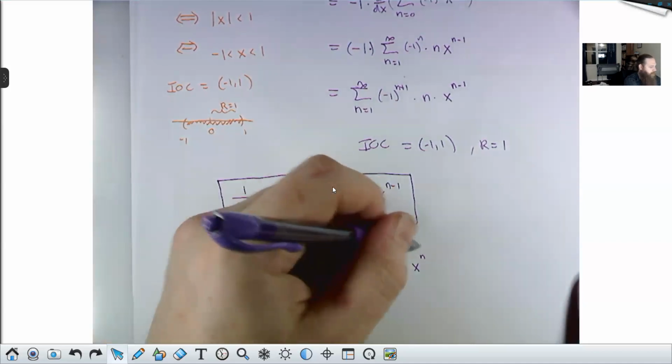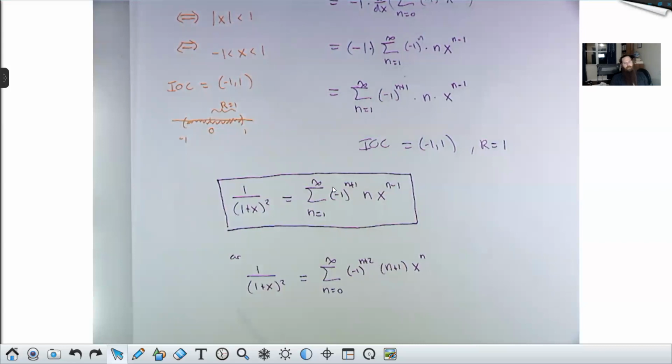Some people would consider this a prettier looking thing. Either one's fine with me. It happens to be the case that negative 1 to the n plus 2 is the same as negative 1 to the n. That can start getting a little bit confusing. I don't want to overwhelm you. So I will leave you here for today.